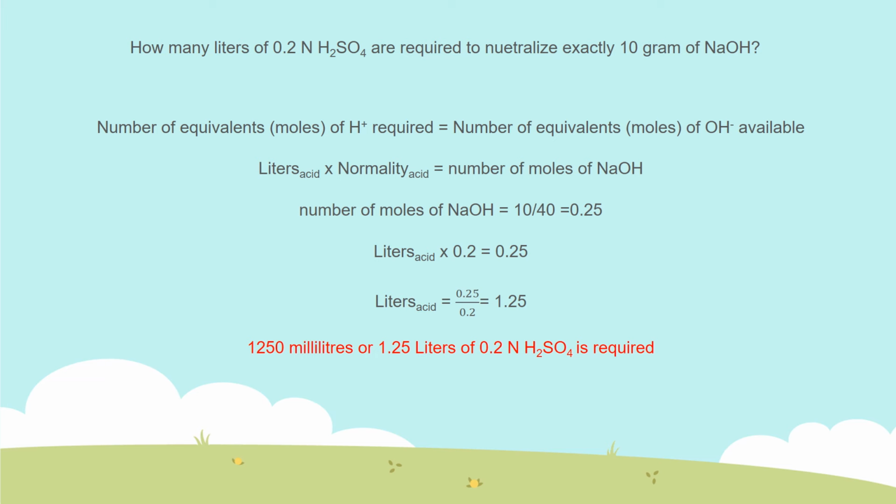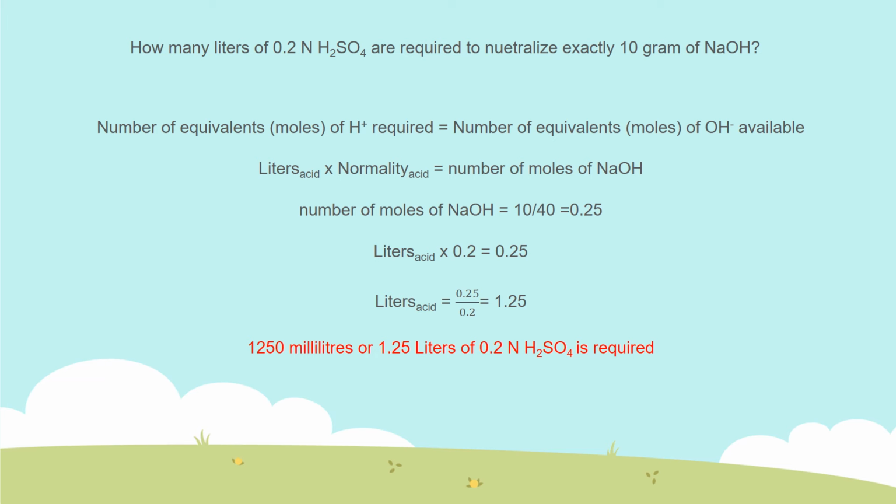In some titration experiments, we will be adding solid chemicals into the diluted acid solution. Similar question: how many liters of 0.2 normal sulfuric acid are required to neutralize exactly 10 gram of sodium hydroxide? Here you have to see that the sulfuric acid concentration is given in normality.